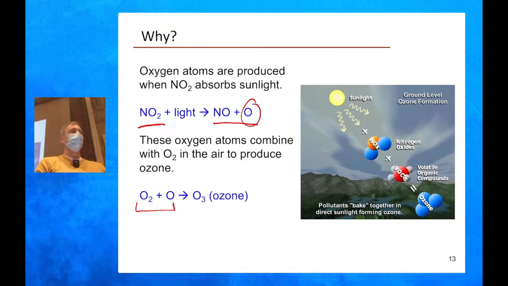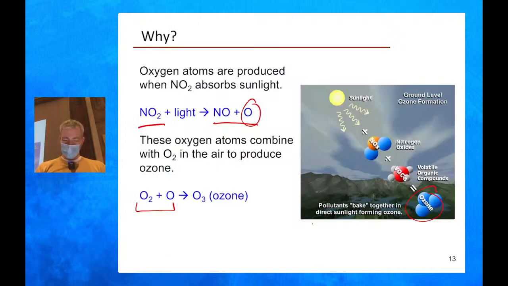It can go backwards and reverse. Two ozones can react to make three oxygens. There are a lot of complex possible reactions that can take place, but this is an important way that nitrogen oxide gases convert themselves into ozone when there's a light source like the sun present. So these are the ones that are the biggest issues.